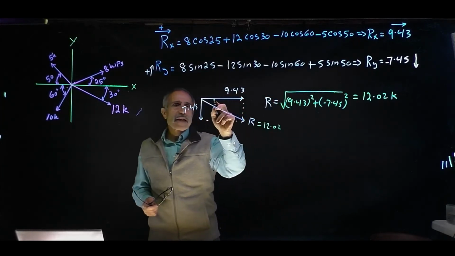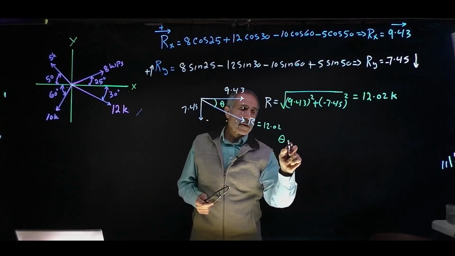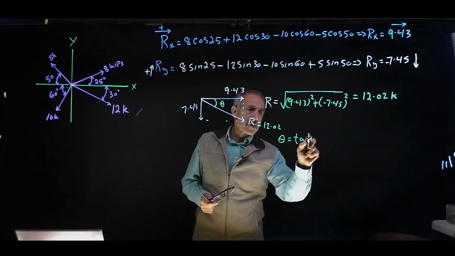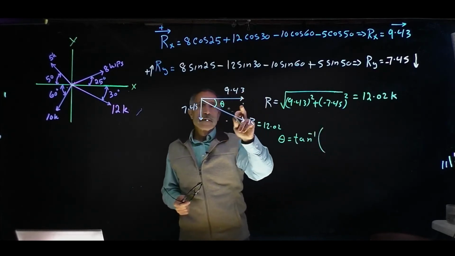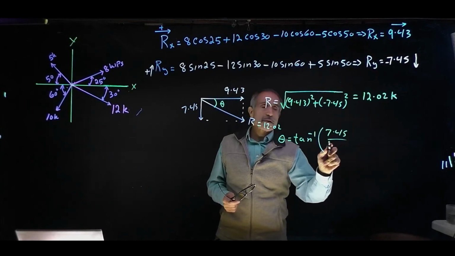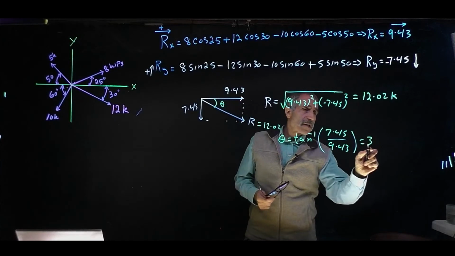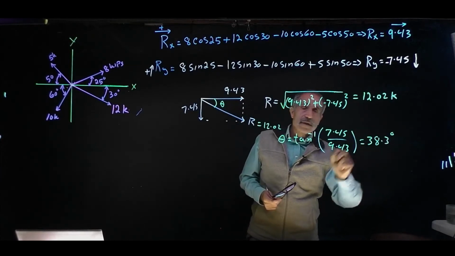But what is this angle? I want to know. I'm going to say theta is equal to tangent inverse of 7.45, opposite divided by adjacent, which is 9.43, and that is equal to 38.3 degrees.